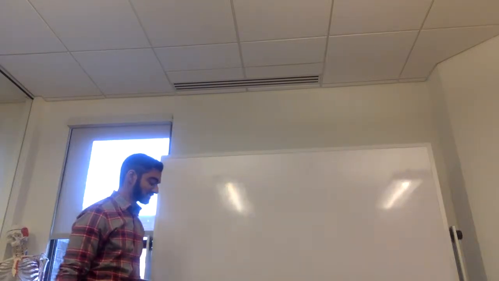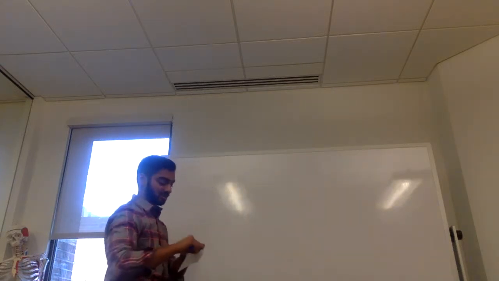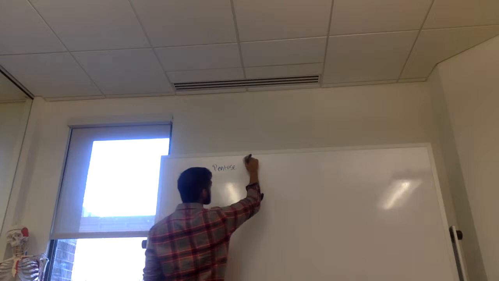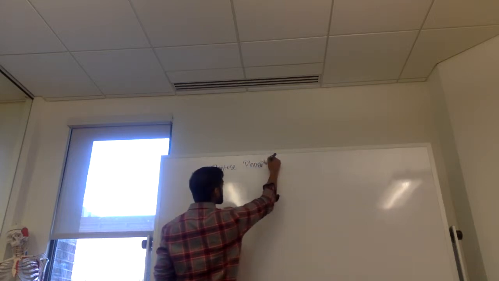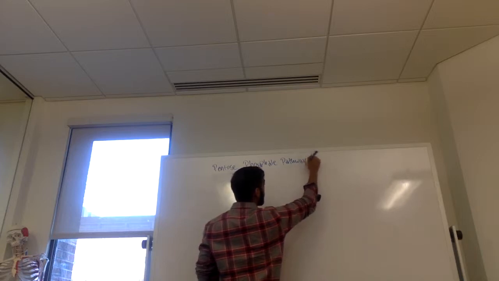Right. So today, what we want to talk about is the pentose phosphate pathway. The pentose phosphate pathway is actually like an offshoot from glycolysis, and what it does is convert glucose 6-phosphate into ribose 5-phosphate. So this is the pentose phosphate pathway, also known as the PPP.